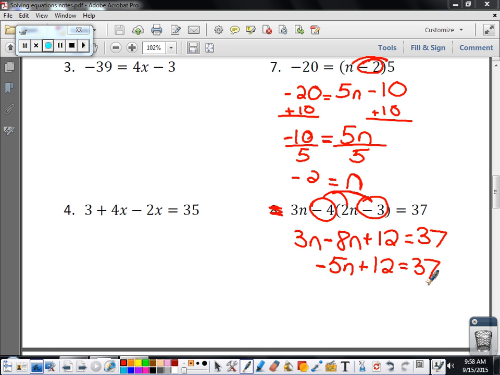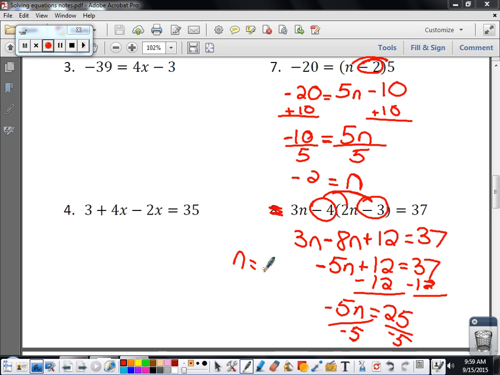Now what? Subtract 12. So I get negative 5n equals 37 minus 12, which is 25. Now what? Divide by negative 5. And I get n equals negative 5.